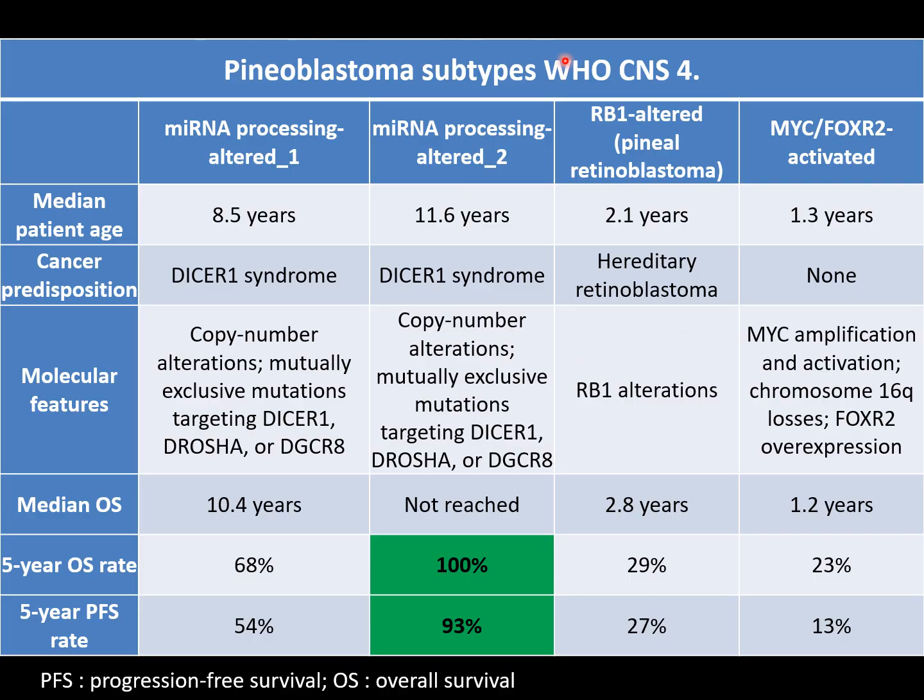Now coming to the molecular subtypes or the genetic profile, the WHO CNS 5th edition has mentioned these 4 types: miRNA processing altered 1, then miRNA processing altered 2, RB1 altered, which shows retinoblastic differentiation, and MYC and FOXR2 activated. Now you can see out of this, the second group, miRNA processing altered 2, the overall survival rate is excellent. It's almost 100%.